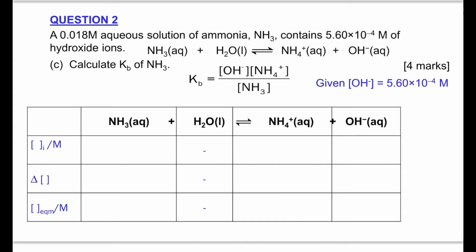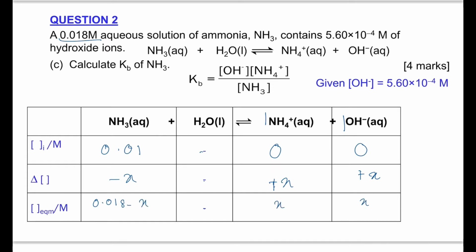Okay. So, do we have the initial concentration of ammonia? It's given from the soalan, 0.018. For water, liquid does not involve, so we just put dash because it is pure liquid, concentration does not change. And then the concentration of ammonium and hydroxide ion is 0 because ammonia haven't dissociated. And then it will dissociate by value of x. Okay, changing by x, so it will be minus x. And then increase by x for the hydroxide ion. And at equilibrium, it will be 0.018 minus x. This one is x.